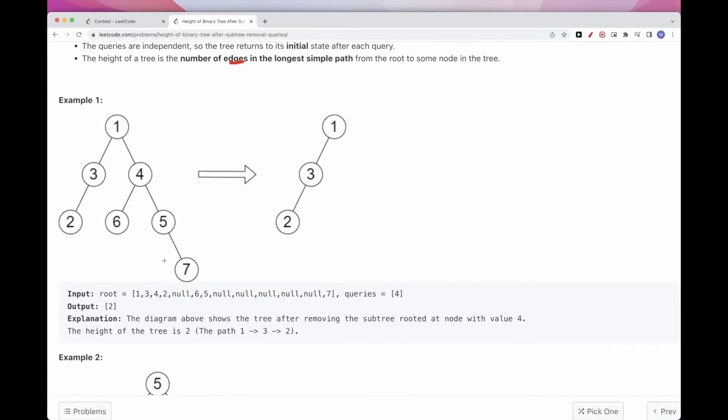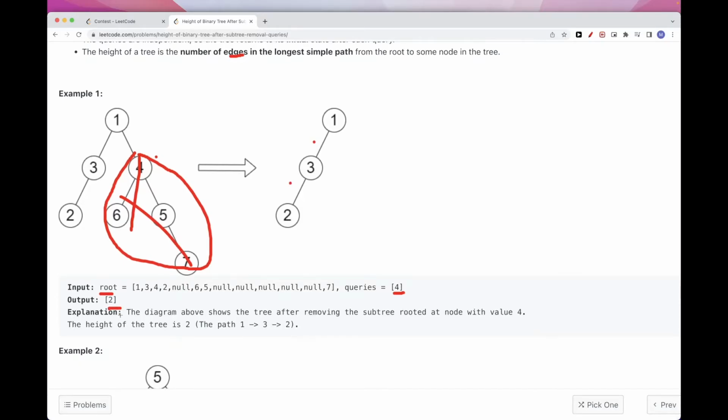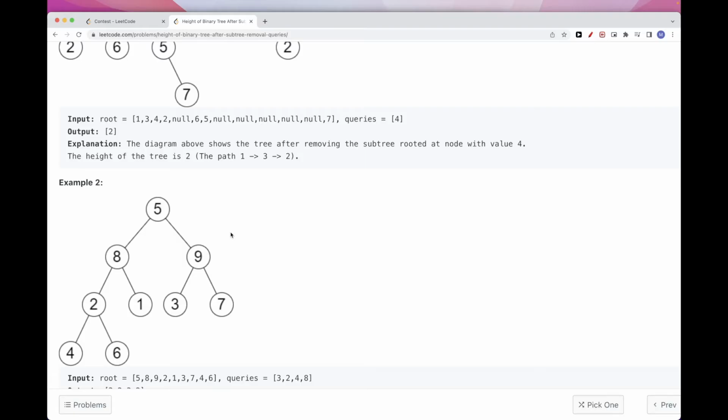So for example here, let's take a look at this tree that is represented by this root. Queries, there is just 4. So we want to remove the subtree that has the root 4. So root 4 is here, so we want to remove this subtree here. So we remove this, and we end up with just 1 and 3, and the length here is 2. So we return 2. Let's take a look at the second example.